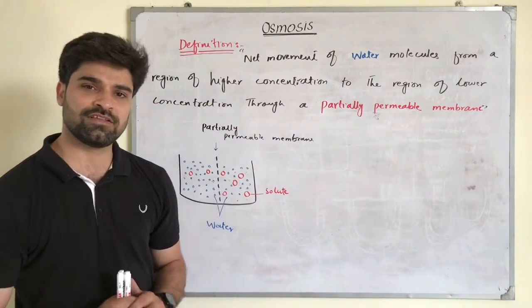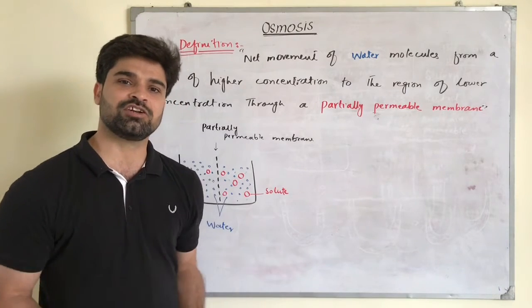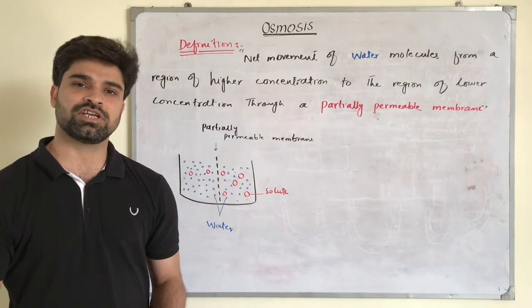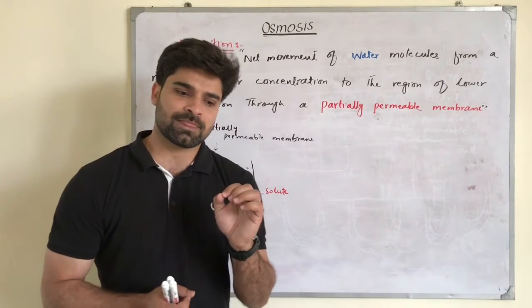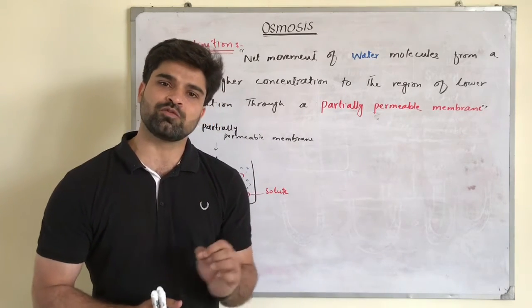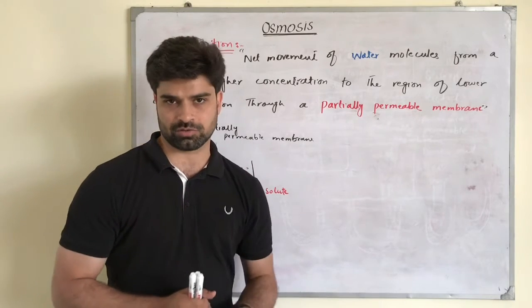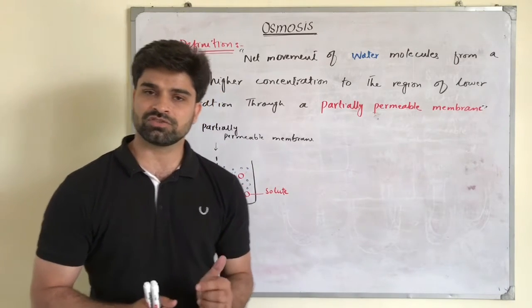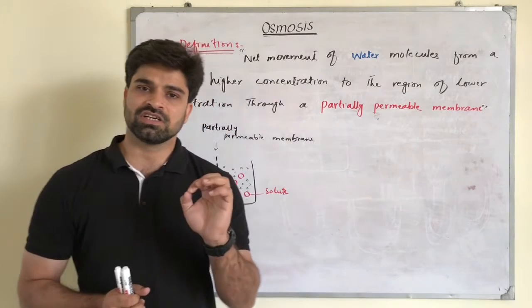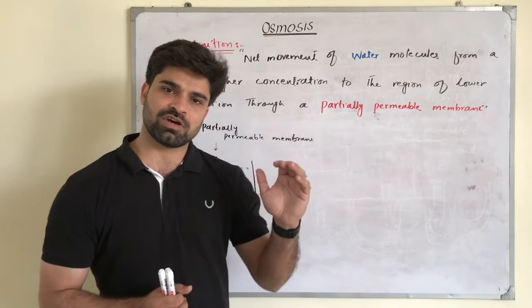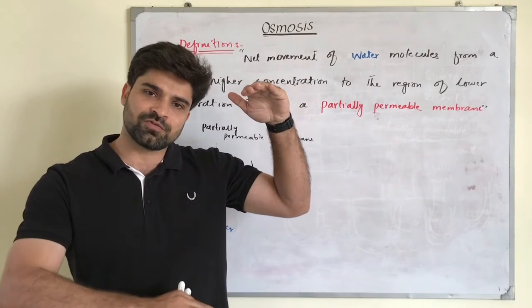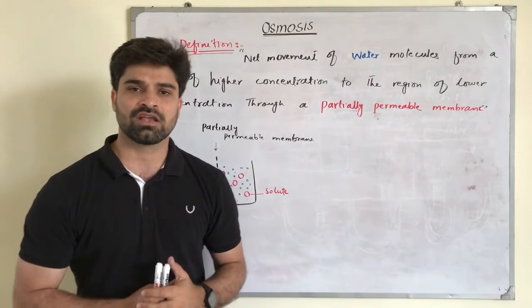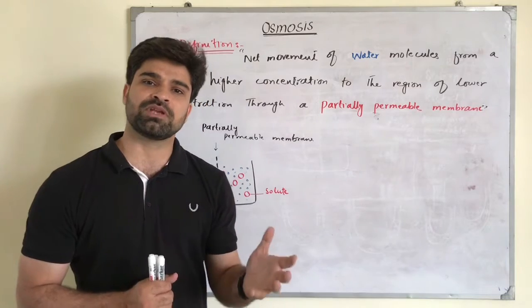Osmosis is basically a special kind of diffusion because in osmosis there is a net movement of the water molecules involved. Dear students, in osmosis the net movement of water molecules is from the region of higher concentration to the region of lower concentration through a partially permeable membrane.